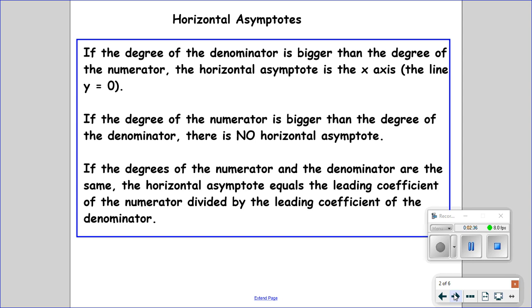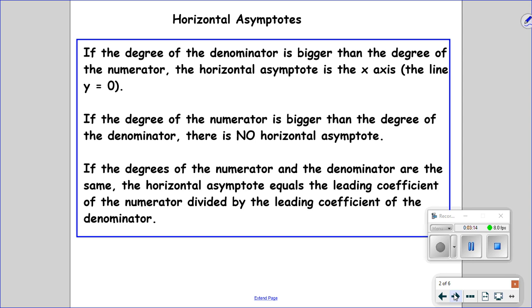There is an easy way to determine the horizontal asymptote when you're given an equation. All you have to do is compare the degree of the numerator to the degree of the denominator. Remember, the degree of a polynomial is the biggest exponent. And since a rational function is the quotient of two polynomials, you're basically just comparing the biggest exponent in the numerator to the biggest exponent in the denominator. There are three things that can happen when you compare the degrees.